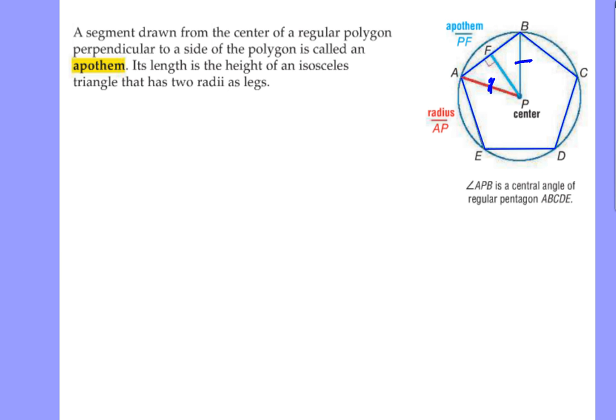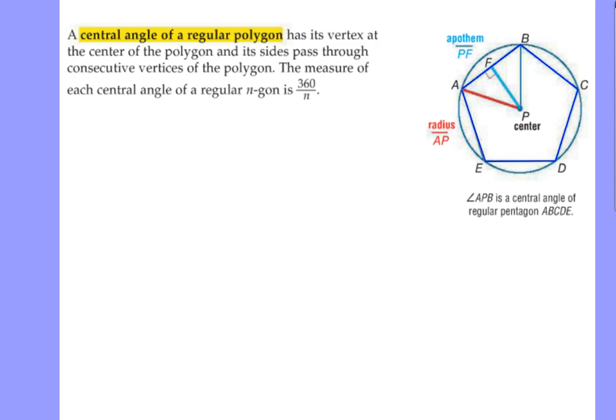And the last little bit of definition that we're going to take a look into for today is the central angle. So here would be a central angle APB. This would be a central angle of our regular polygon. It's got the vertex, of course, at the center of the circle, and the sides will pass through consecutive vertices. A is a vertex, the next vertex is B. Those are the consecutive vertices. So here would be our central angle created by these two radii.